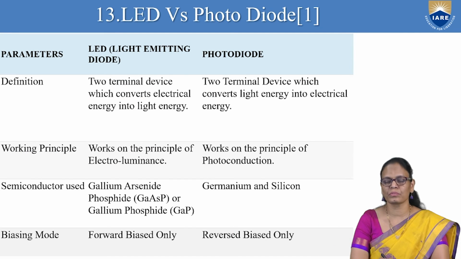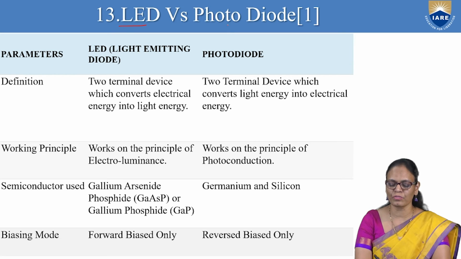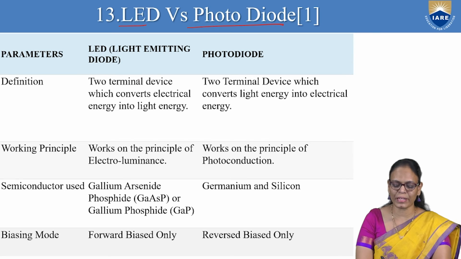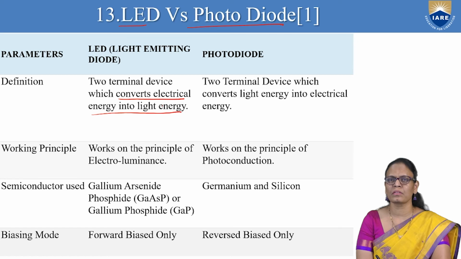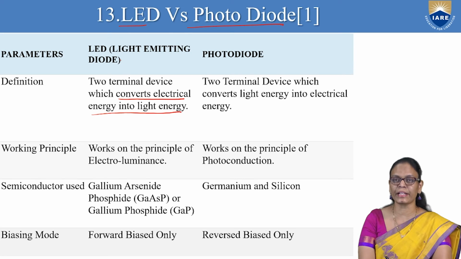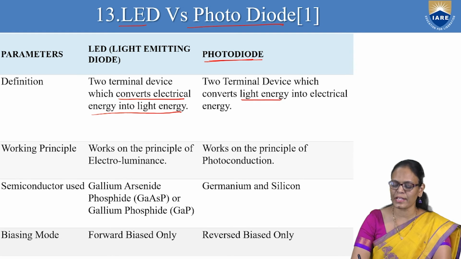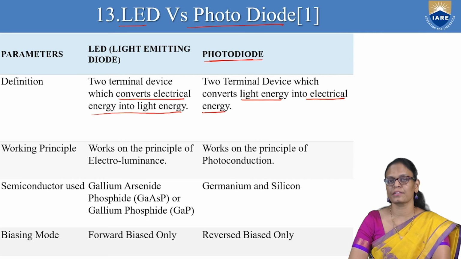So coming to the comparison of LED and photodiode. When it comes to LED, it is a two-terminal device which converts electrical energy into light energy. The main principle here in LED is the conversion of electrical energy to light energy. But in a photodiode, photo is always related to light. So here, light energy is getting converted into electrical energy. This is the main difference between an LED and a photodiode.